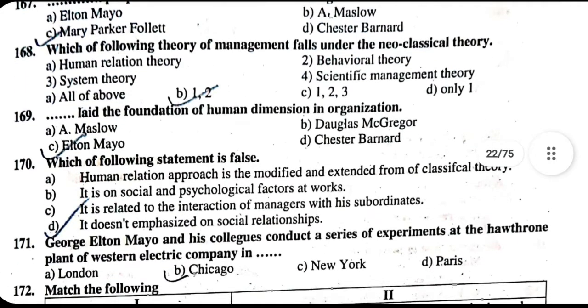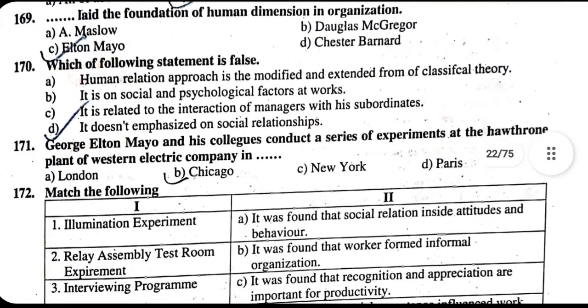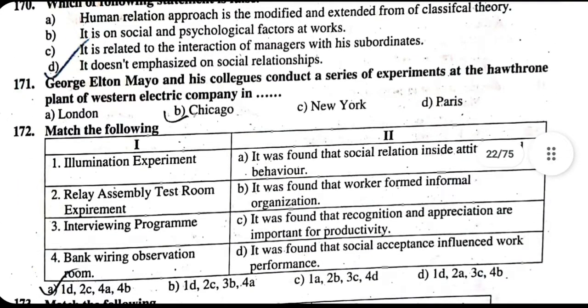172. Match the following. Elimination experiment: it was found that social acceptance influenced work performance. Relay assembly test room experiment: it was found that recognition and appreciation are important for productivity. Interviewing program: it was found that social relation influences attitude and behavior. Bank wiring observation room: it was found that workers formed informal organization.